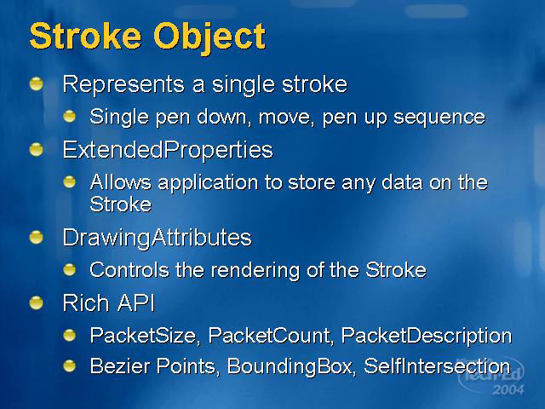You can get at the Bezier points, control points for the smoothing that's done on the stroke, the bounding box, self-intersection points wherever it loops back on itself. So all that math is done for you by the API, and all you have to do is call these properties to get at that.